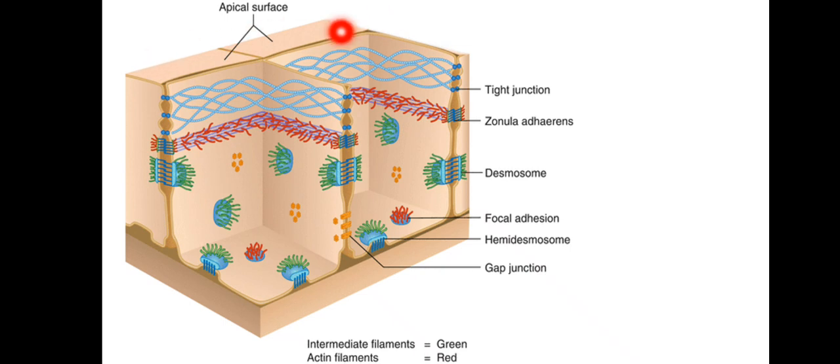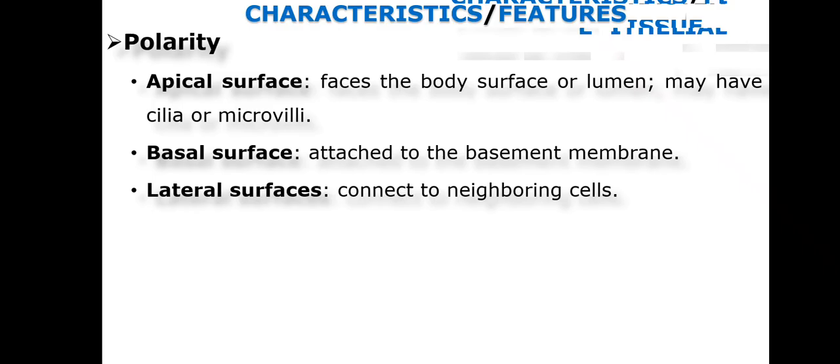Imagine this being the top part of the skin that you are seeing right now. But there's something that you can't see beneath, right? That down part we call the basal part. So the fact that it has got the apical part or the top part and the basal part, we say it's polar. So that is polarity. So there's the apical surface, which faces the body surface or lumen, and may have cilia or microvilli.